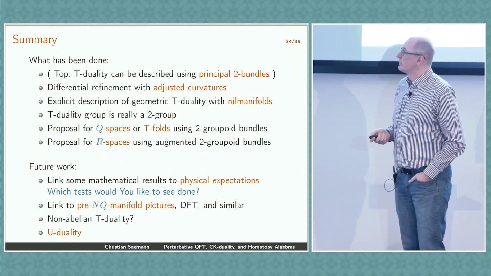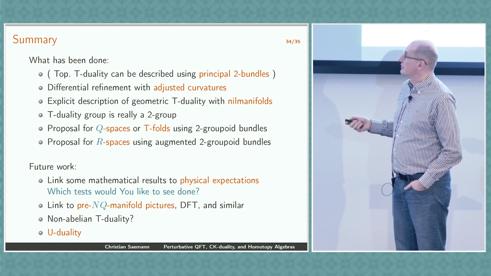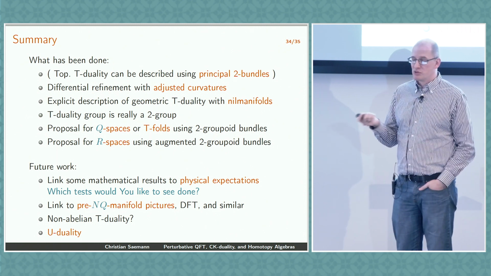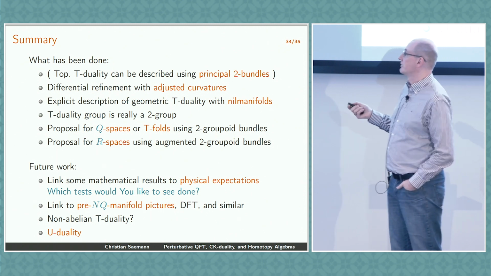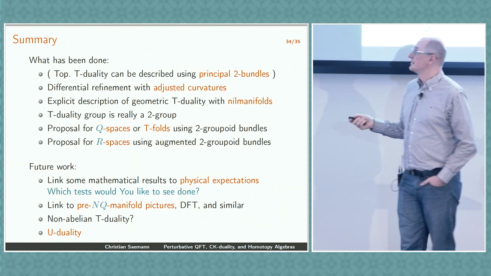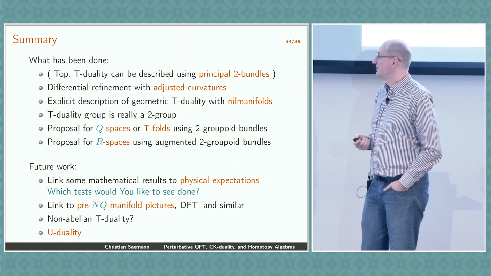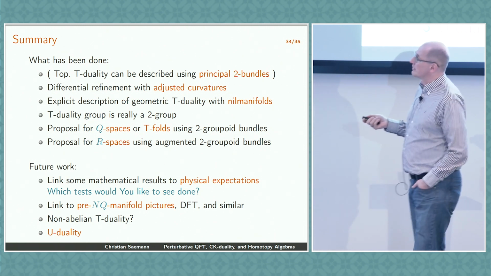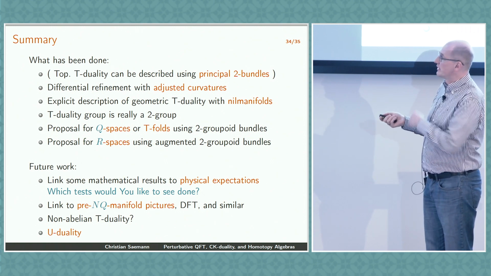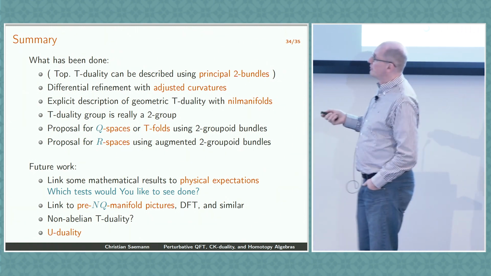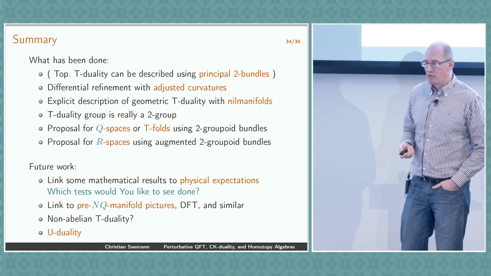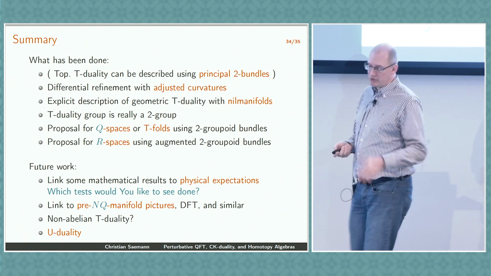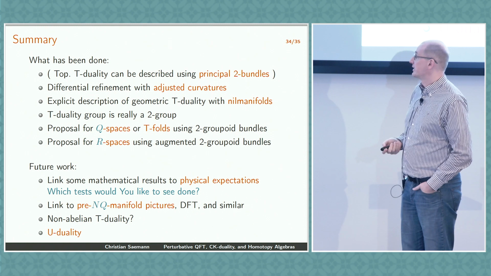So what do we want to do in the future? First of all, we should link some mathematical results that we have, namely this T-duality group, the conditions between Q and R fluxes, and a lot of other things, to physical expectations, and see that they match. In particular, if you have any tests that you would like to see done, just let me know. Then there are lots of other things that we should link this to, the NQ manifold pictures for double field theory in particular, because double field theory is the theory where you try to make everything O(d,d) manifestly covariant. Our approach is manifestly O(d,d) covariant, so we should be able to make an interesting and strong link to double field theory.